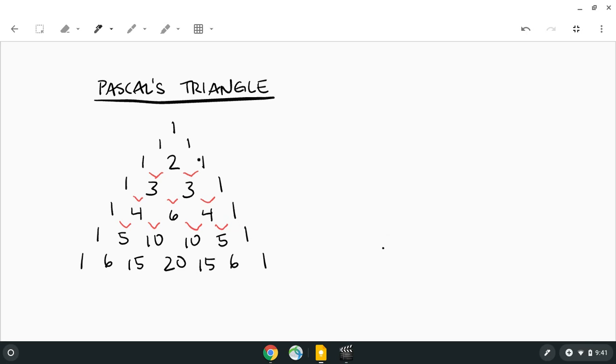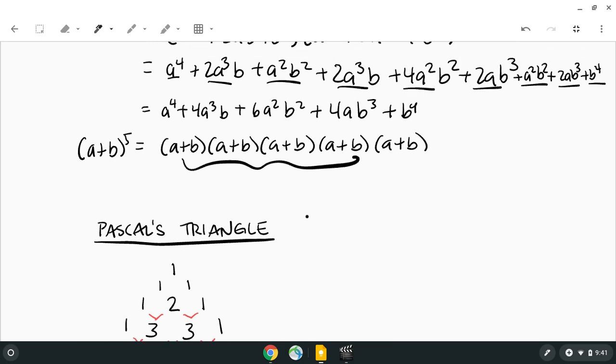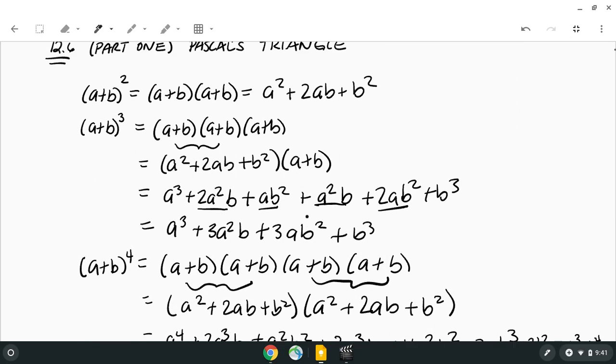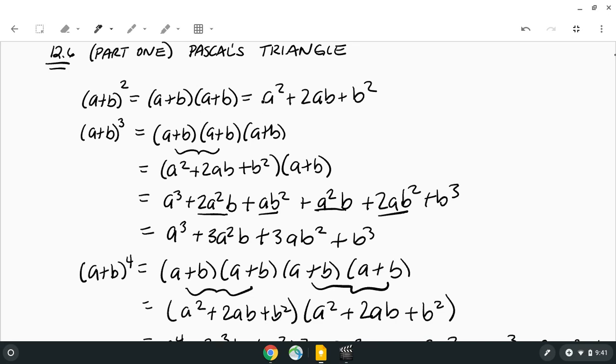Let's take a look at these numbers here. Pay attention to these numbers. In this row, 1, 2, 1, 1, 3, 3, 1, 1, 4, 6, 4, 1. Now let's go up here. Starting over here, look at the coefficients here: 1, 2, 1. Look at the coefficients here: 1, 3, 3, 1.